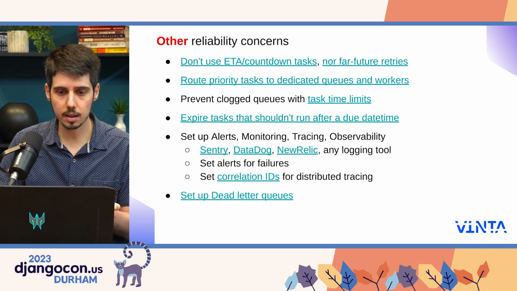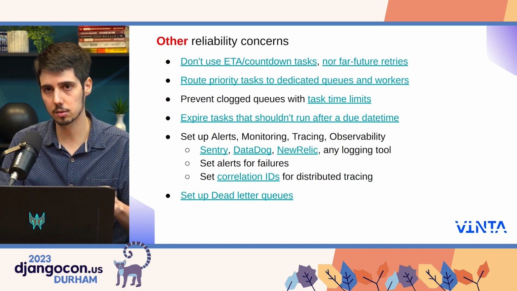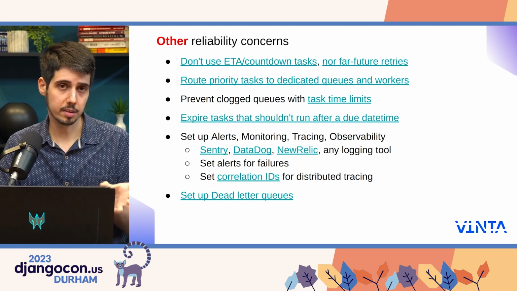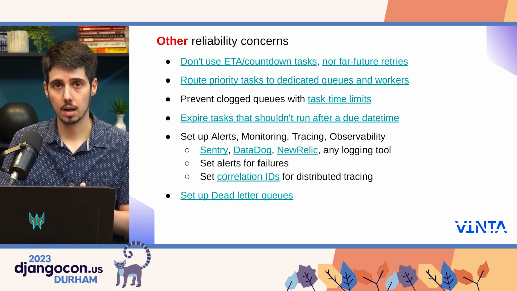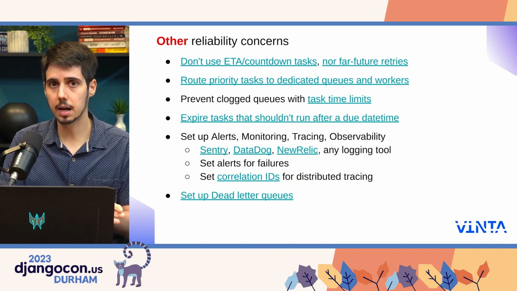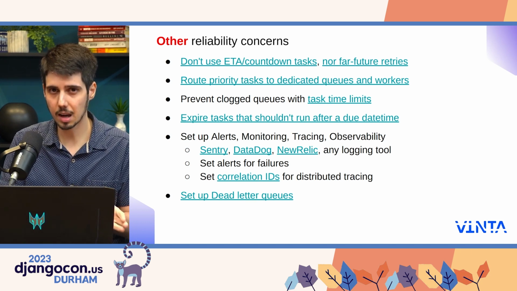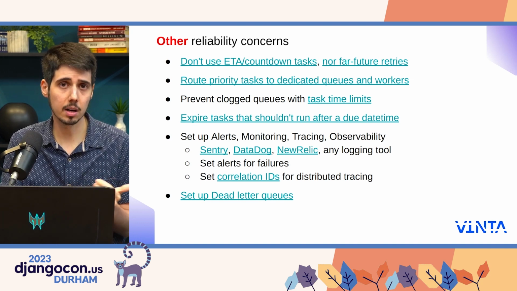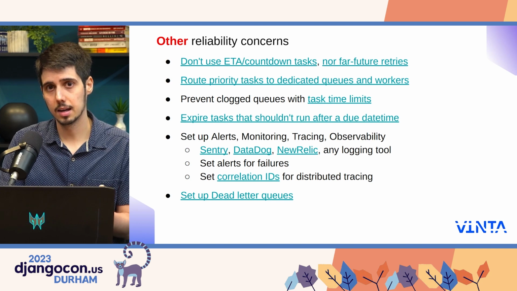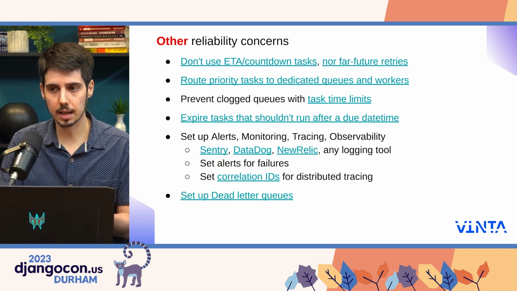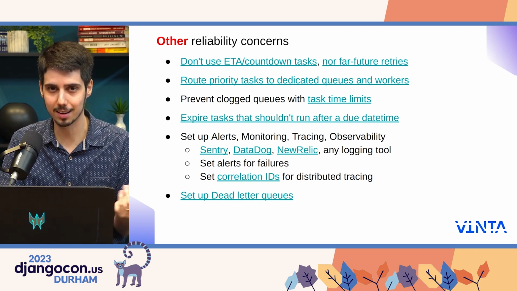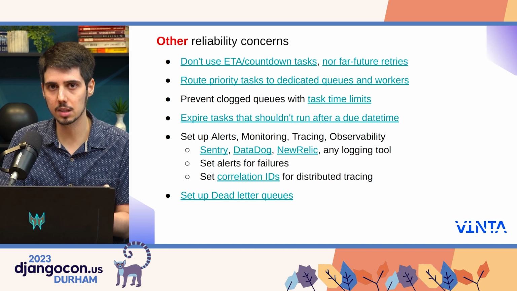You can route priority tasks to dedicated queues and workers. That's very important, to have different task latencies and stuff like that. You can prevent clogged queues with task time limits. If you have badly behaved requests that take a long time, you should have timeouts and time limits for those sort of things. You can expire tasks that shouldn't run after a due date time. It's very frustrating for a user to get a notification saying that something will happen in 2 minutes, but that something happened a day ago. So you should expire those types of tasks.